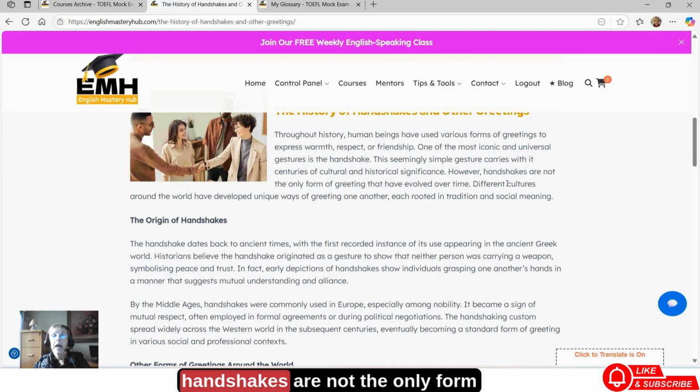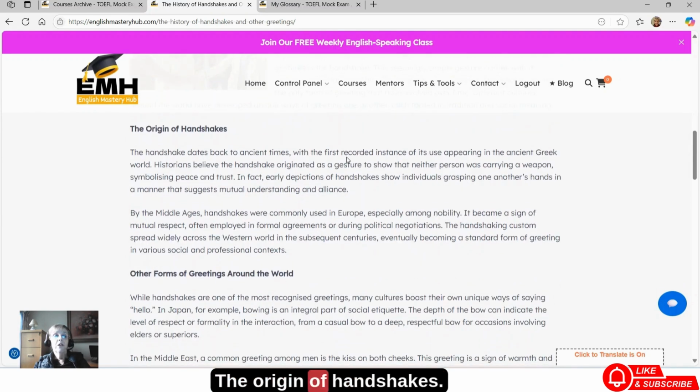However, handshakes are not the only form of greeting that have evolved over time. Different cultures around the world have developed unique ways of greeting one another, each rooted in tradition and social meaning. The origin of handshakes. The handshake dates back to ancient times, with the first recorded instance of its use appearing in the ancient Greek world.